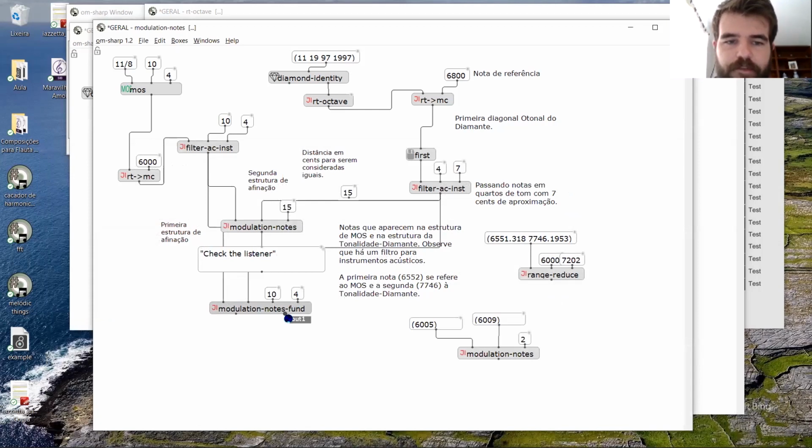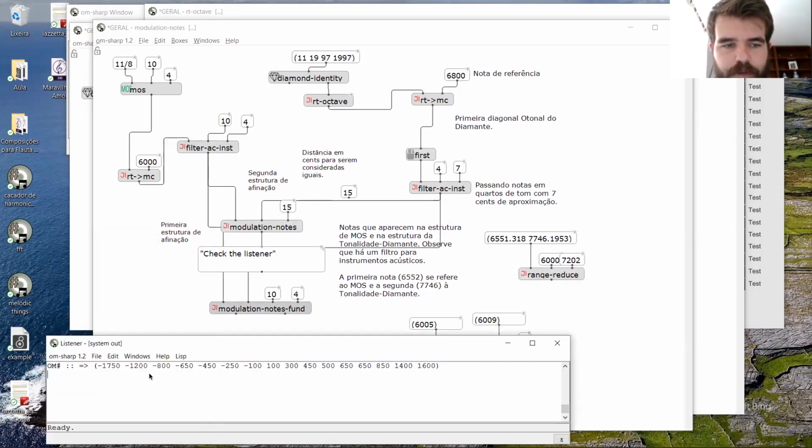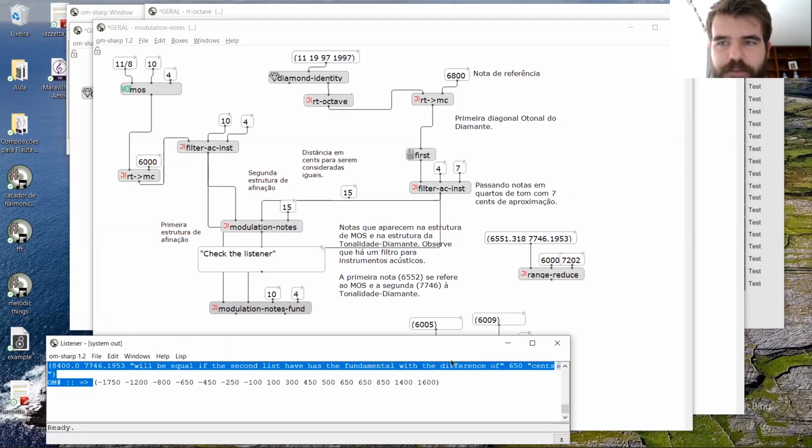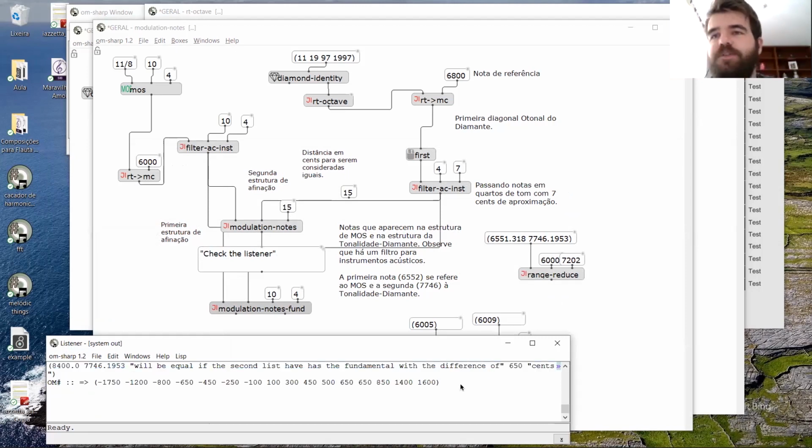To compare it, we have a second outlet. Here we can see how many notes we can make if we change some fundamentals. So for example, if we change with this note plus 650, there will be two notes in common between this structure and this structure. I used this function in my piece.